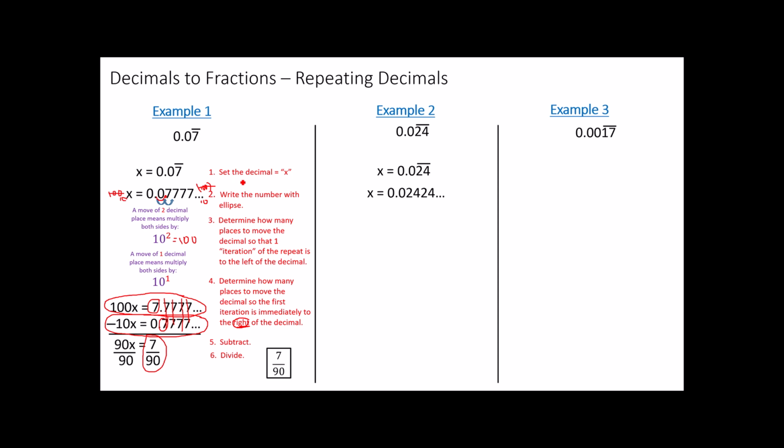Ellipse form. There again, I've just written another example of the repeat, and there's an infinite number of them, so I can write as many or as few as I want. Just like before, I'm going to count how far I need to move that decimal to get one example of the repeat on the left side. That was a move of 3, which means I'm going to need to multiply through by 1,000. So I'm going to multiply the left side and the right side both by 1,000.